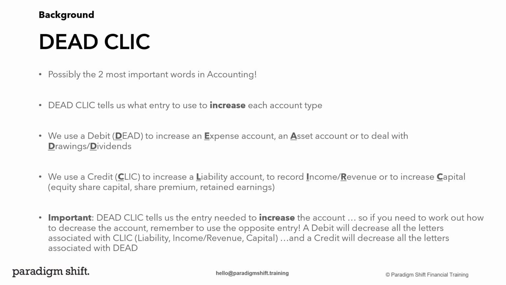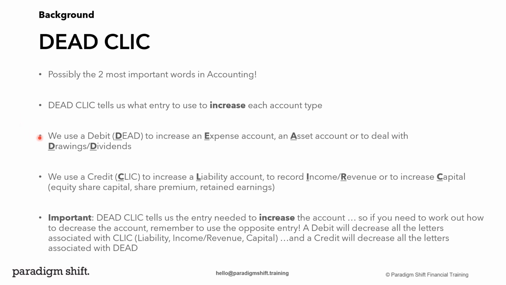Before we start the main part of the course, we're going to go through here the DEAD CLIC mnemonic or memory aid. It's super important, that's why we put it at the start of the course. As we said here, these are possibly the two most important words that you're going to learn for the purposes of the accounting examination. So DEAD CLIC tells us what entry to use to increase each account type.